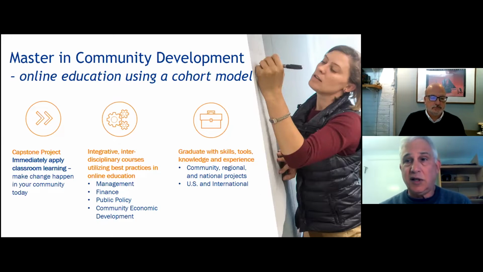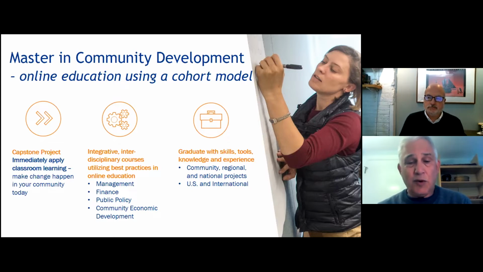interdisciplinary courses in things like organizational management, accounting and finance, public policy, and we also have a number of elective courses ranging from housing to health policy and community economic development. It's a very applied, practical, skills-oriented program, again geared towards practitioners, people who've been working in the field, and a very diverse group of people who participate in our cohort model.